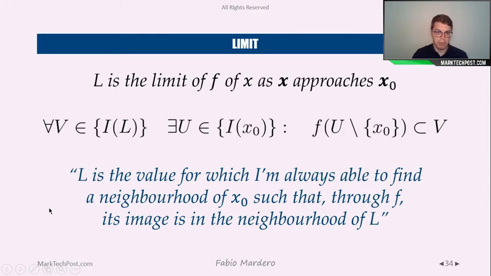Here is written better, I would say. So L is the value for which I'm always able to find a neighborhood of x0, such that through f, the image of the neighborhood of x0 is in the neighborhood of L.